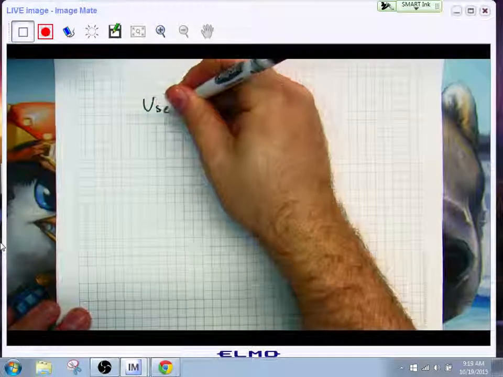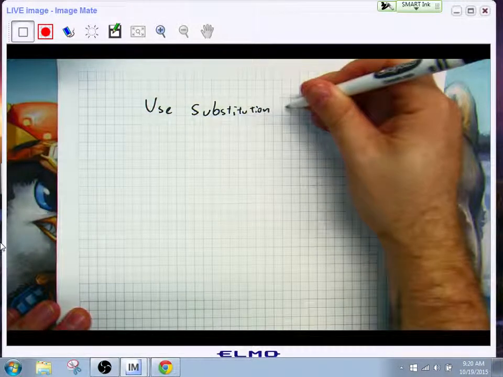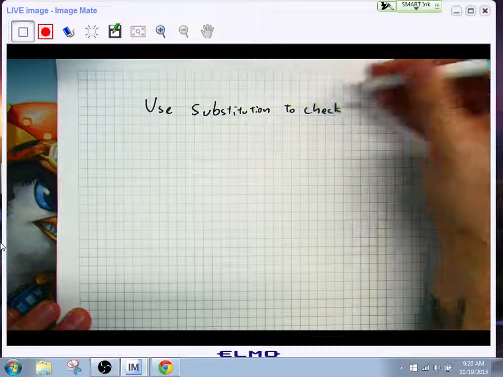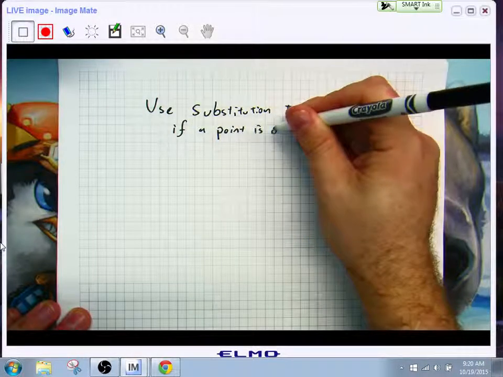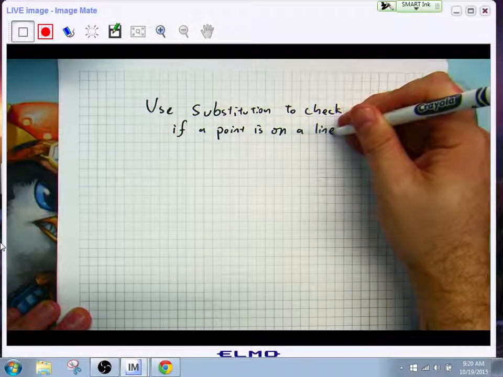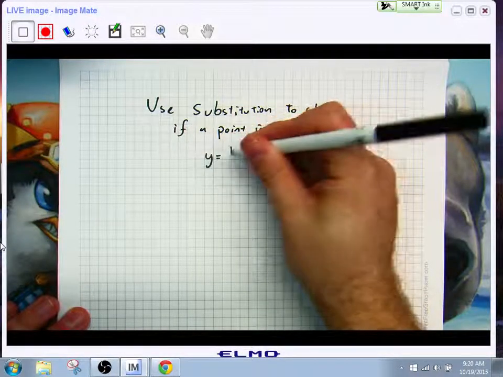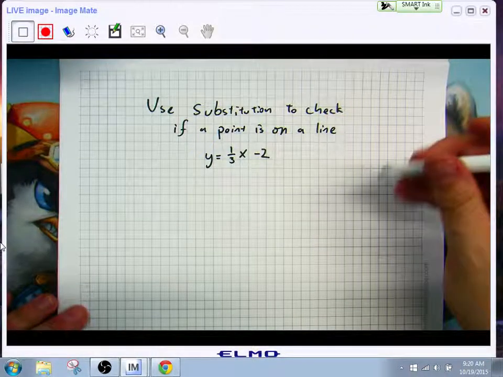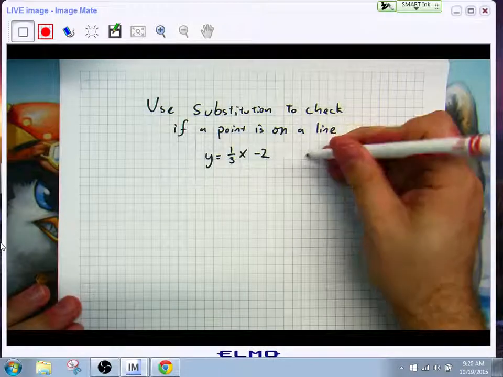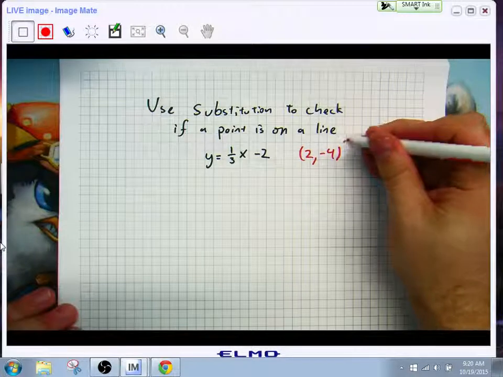Another way that we can use substitution is we can use it to check if a point is on a line. Okay? So this time, imagine I gave you an equation. We'll just say y equals 1/3 x minus 2. And we were asked to check if the point 2 comma negative 4 was on that line.